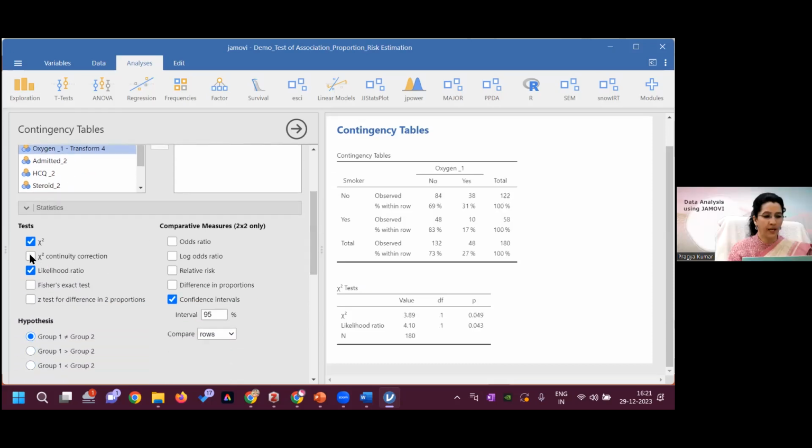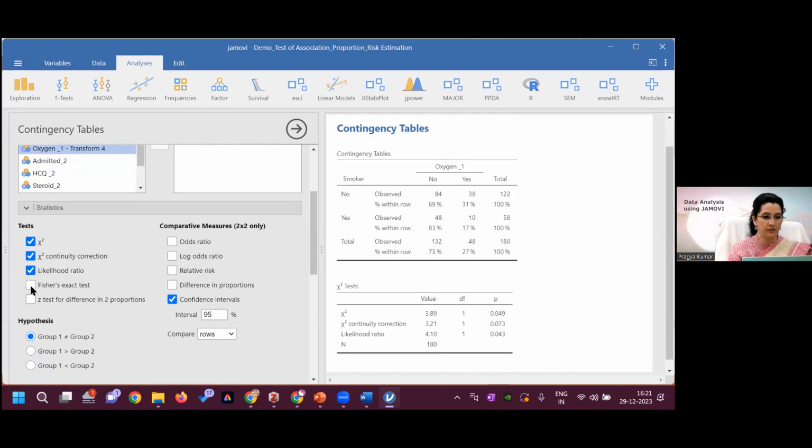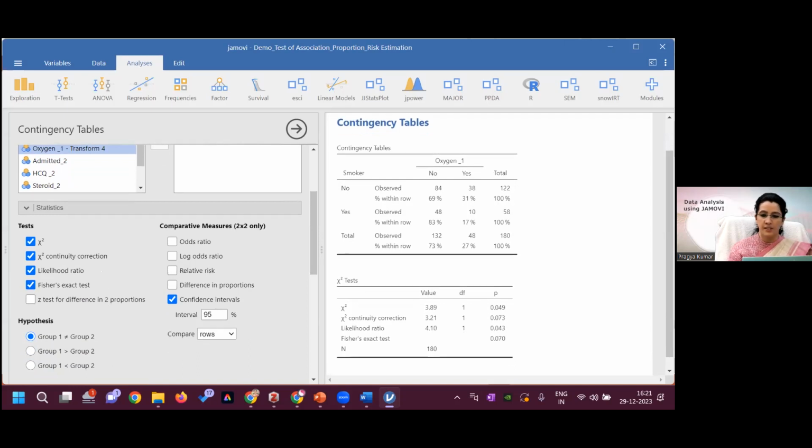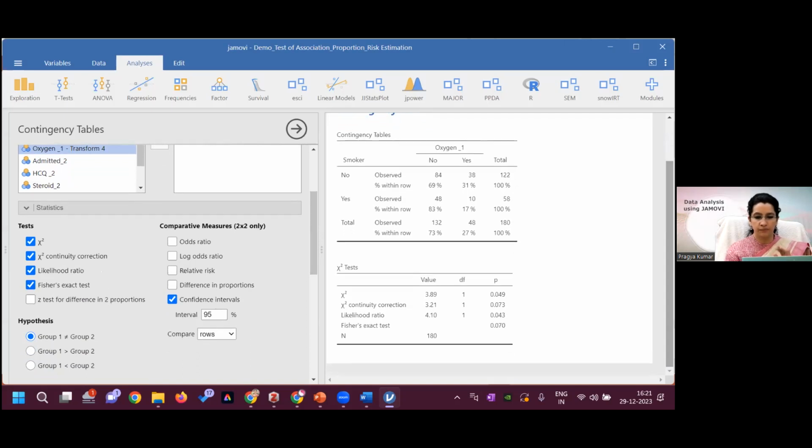And if I apply this chi-square continuity correction and Fisher exact, just see the difference in value. So in continuity correction, what are you seeing? That the p-value is not significant. Can you see this? 0.07. The value of chi-square is also less.